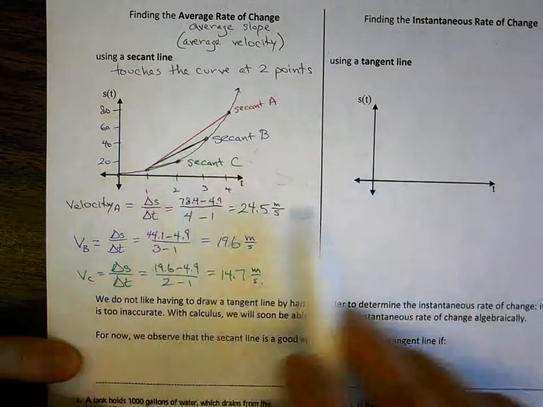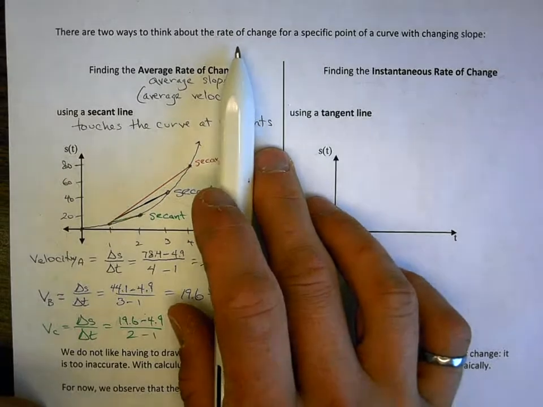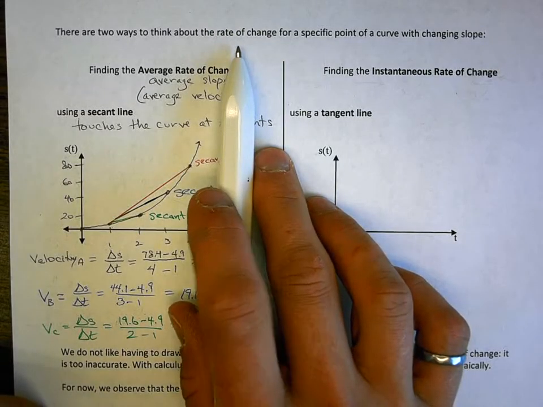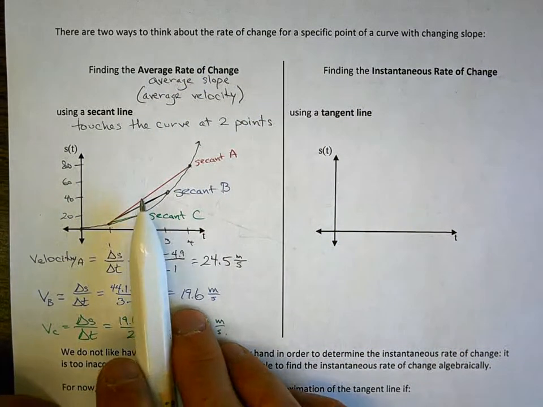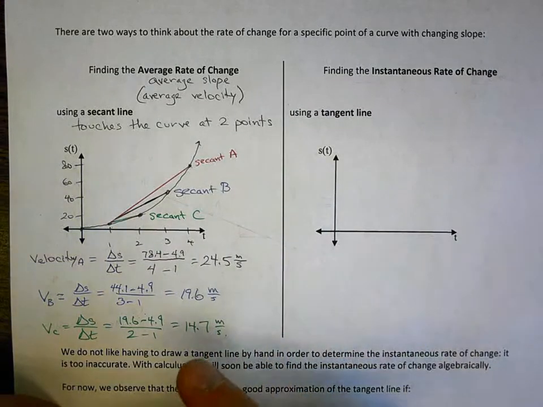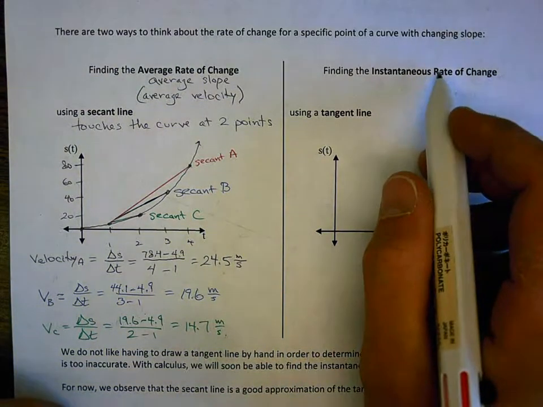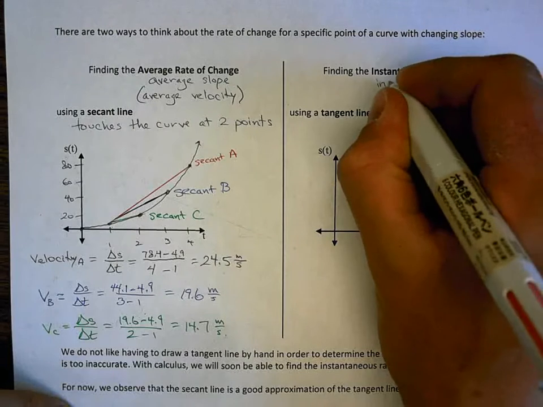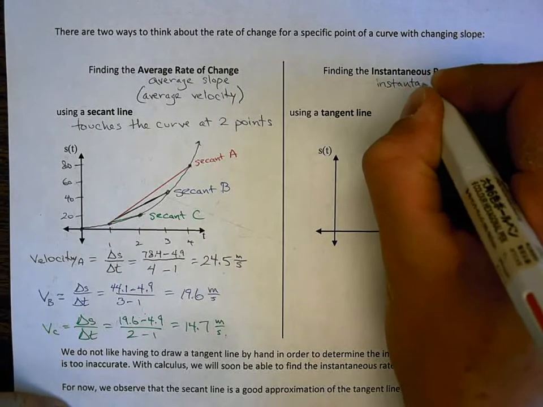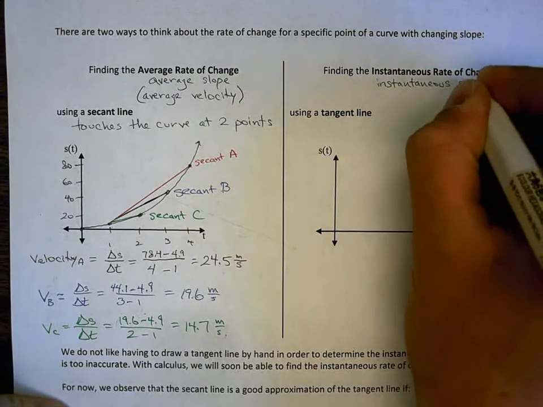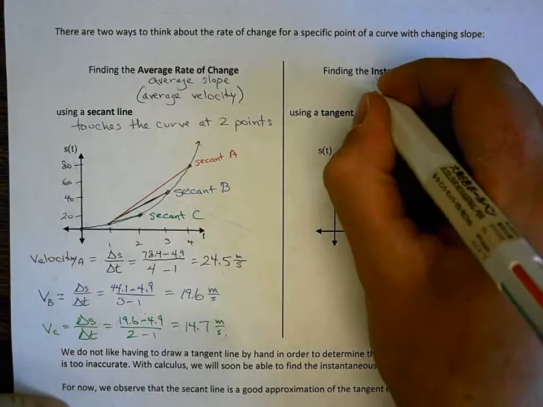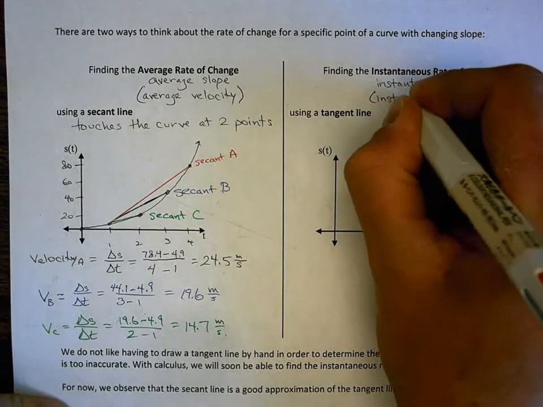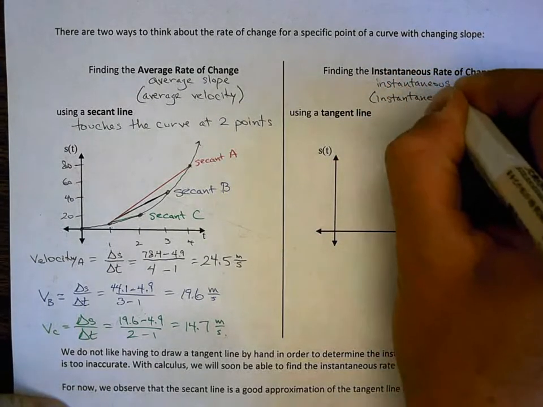Let's go back to the original question. How do I find the slope at a specific point? One option was the secant line. The second option is to find the instantaneous rate of change. That is the instantaneous slope. Or in this question, that would be the instantaneous velocity.